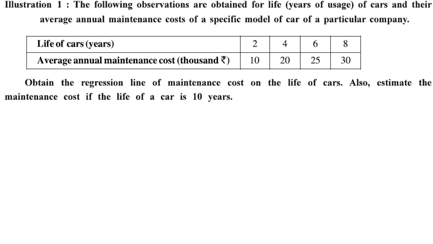Illustration 1 for this chapter has the following observations. The observations are about the life of cars and their average annual maintenance cost. The life of cars in years is 2, 4, 6, 8 and the average annual maintenance cost is 10, 20, 25 and 30. We have to obtain the regression line of maintenance cost on the life of cars. Also, we have to estimate the maintenance cost if the life of a car is 10 years.